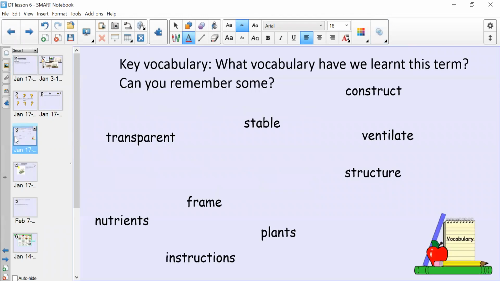Okay, so let's start off by recalling some key vocabulary that we've learned this term. So we've got the words transparent, nutrients, frame, instructions, plants, stable, construct, ventilate, and structure. So have a think about what those words mean, because we have gone through all of those before. And if you've got a book where you've been writing your DT work out, those definitions might be in there. So just pause the video and think about when you might use those words when talking about a greenhouse.